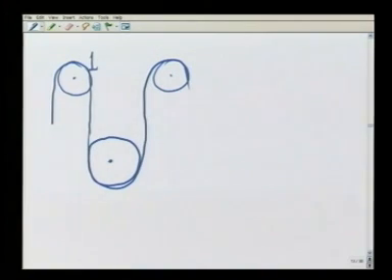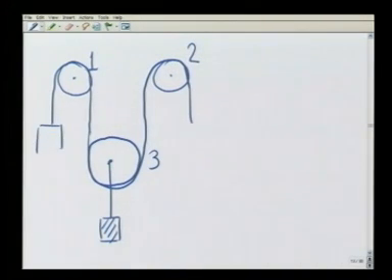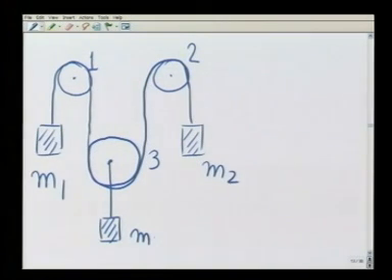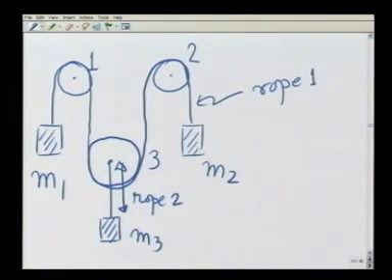So let me number them: pulley number 1, pulley number 2, which are fixed, pulley number 3, which can move up and down, and let me also attach a mass here, attach a mass here, attach a mass here. This is mass M1, this is mass M2, this is mass M3, and this is attached again by a rope. Call it rope 2, call this rope 1, and both are of fixed length.